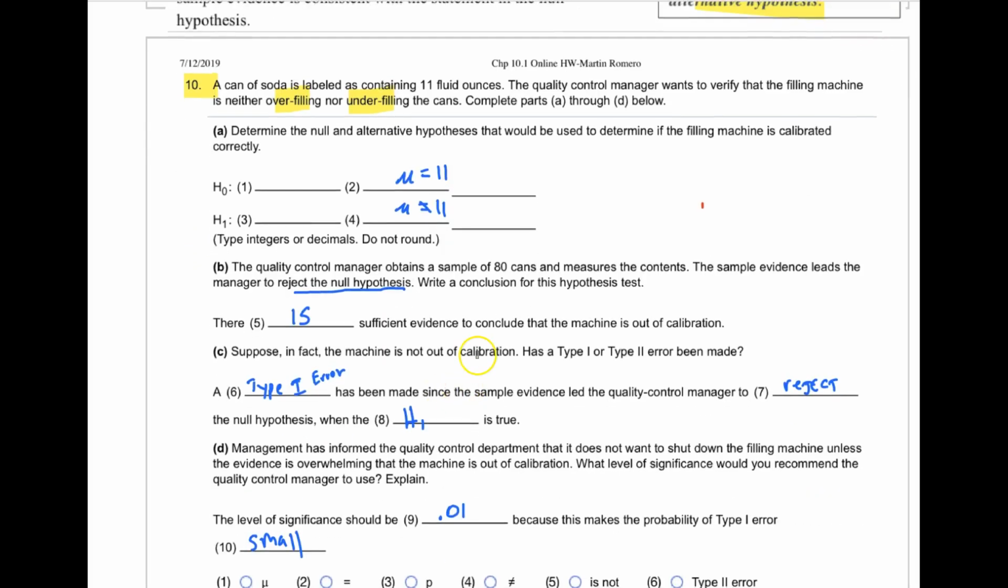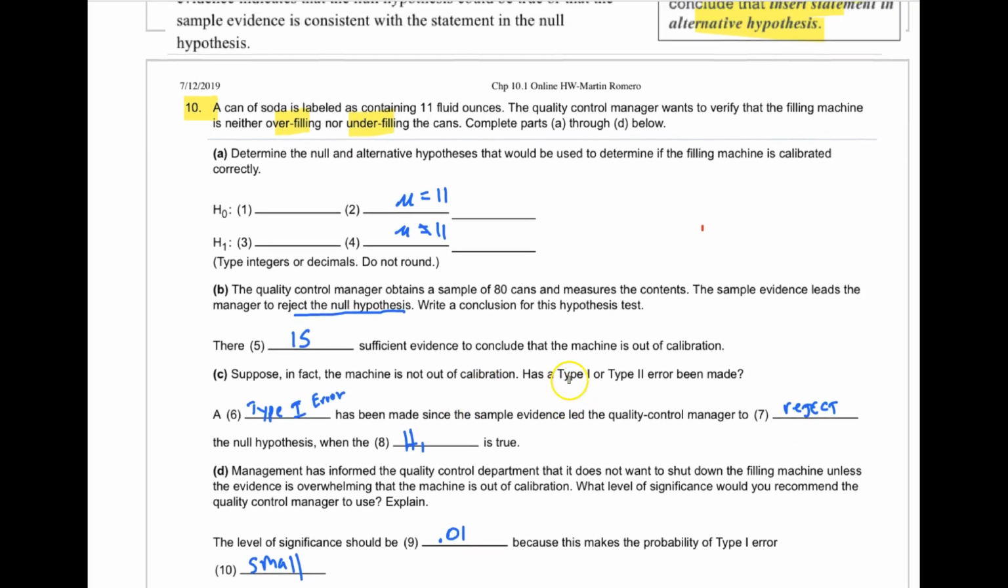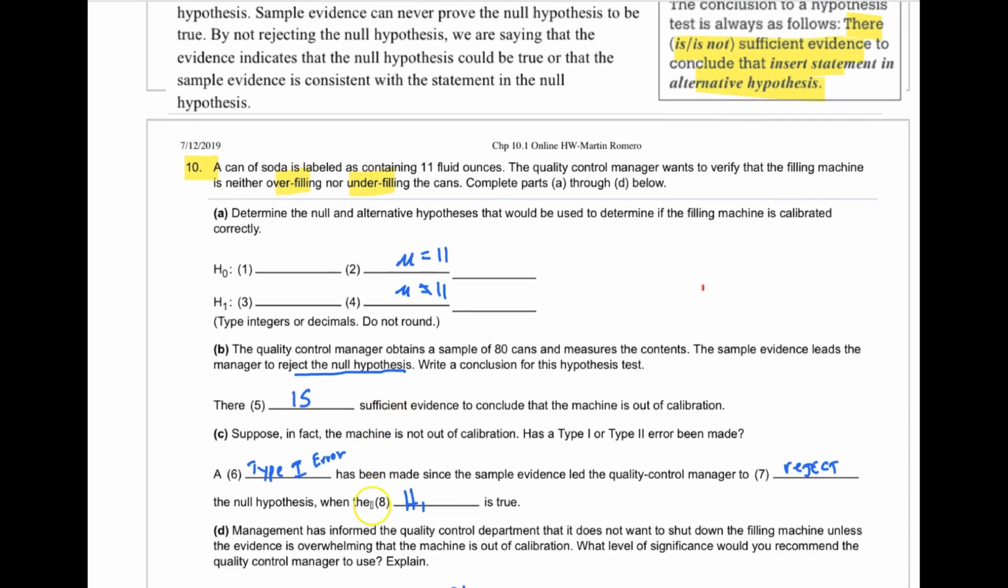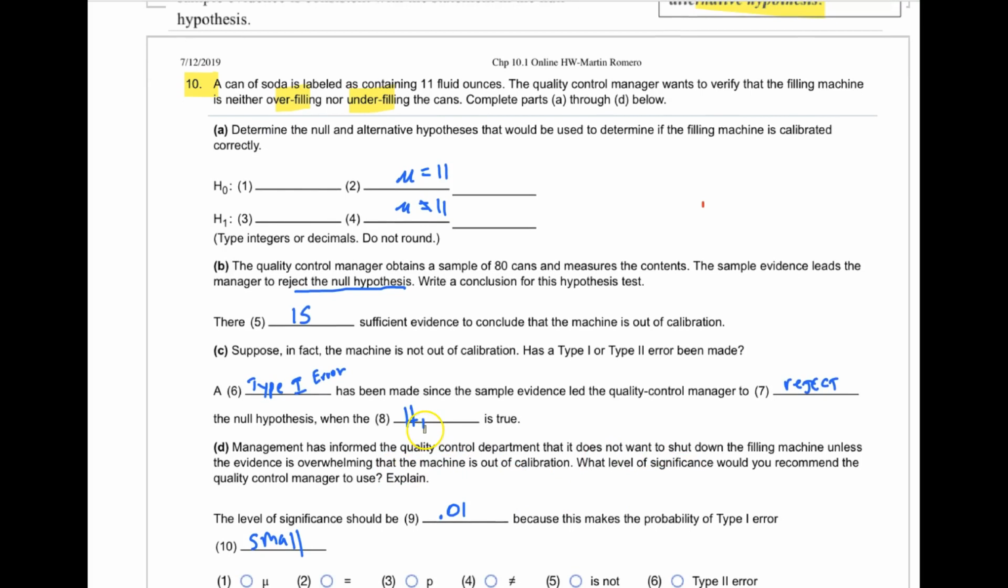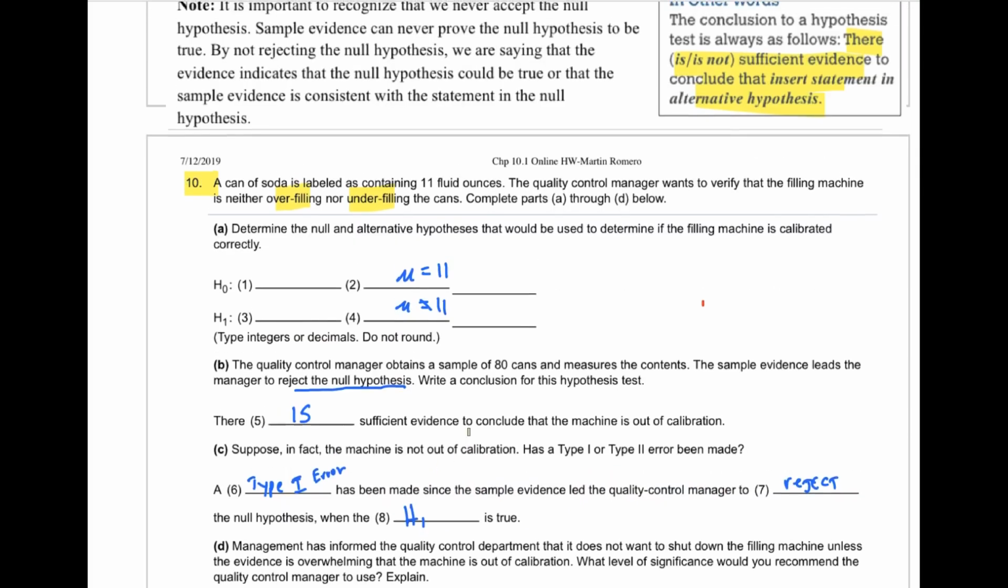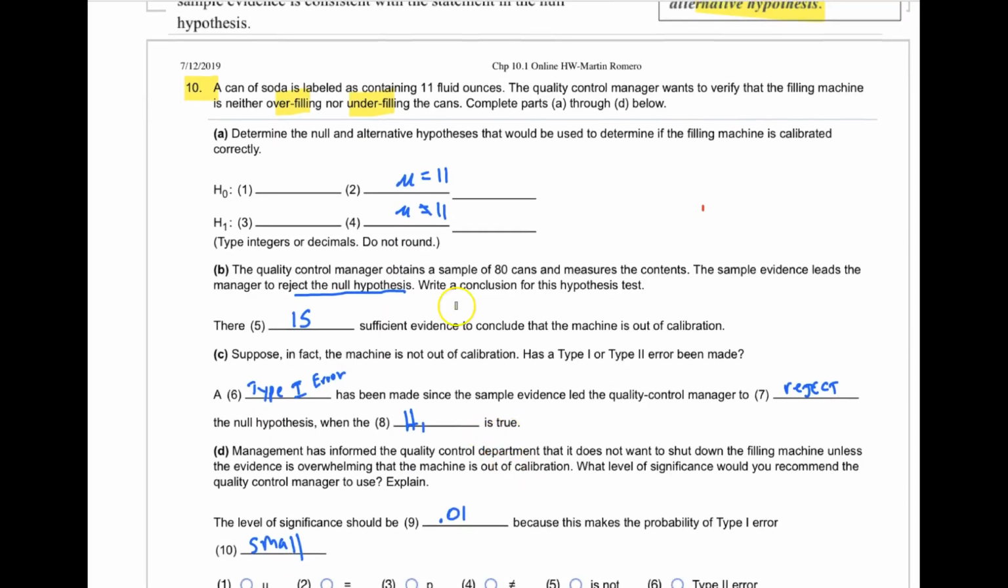However, suppose in fact the machine is not out of calibration. This is a type 1 error when you reject the null hypothesis when it's actually true. And so you reject the null hypothesis when in reality what happens is that H0 is true.